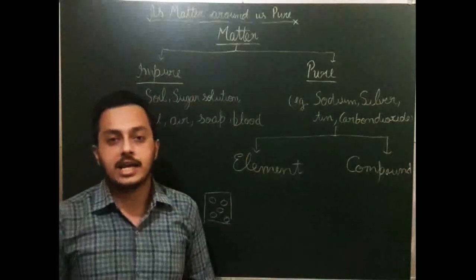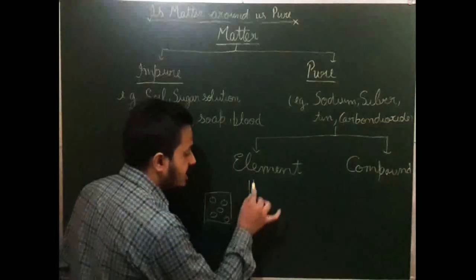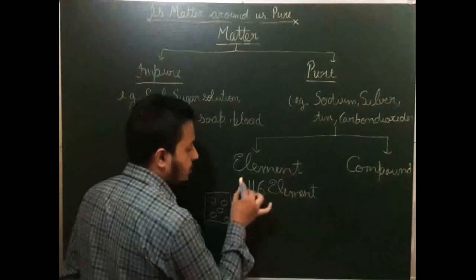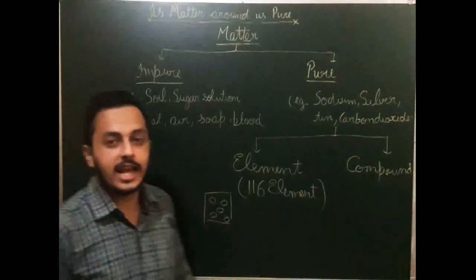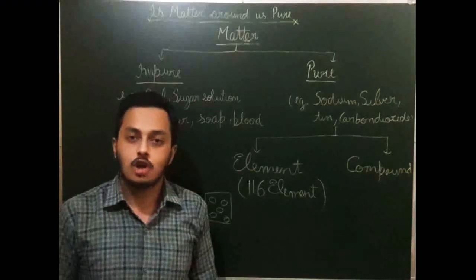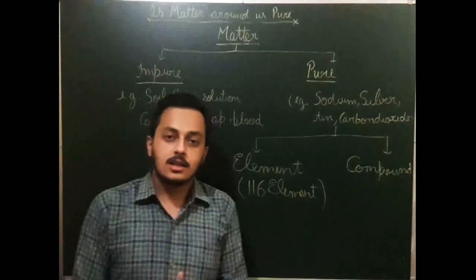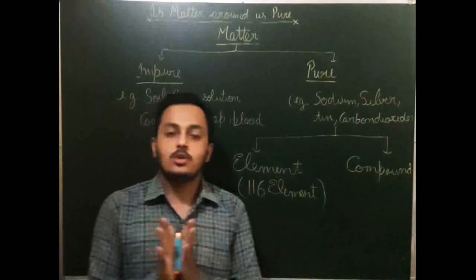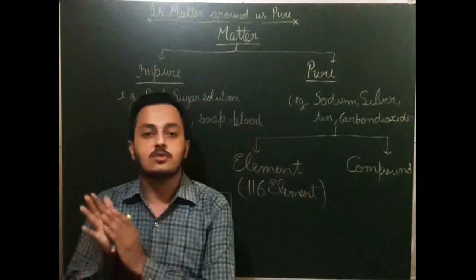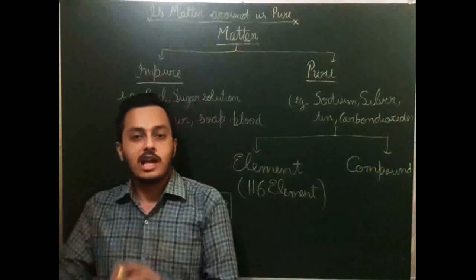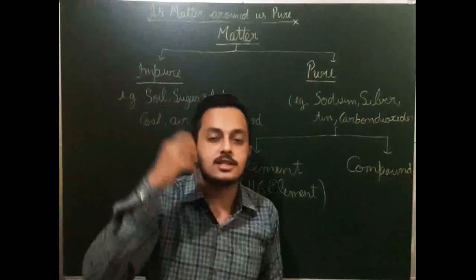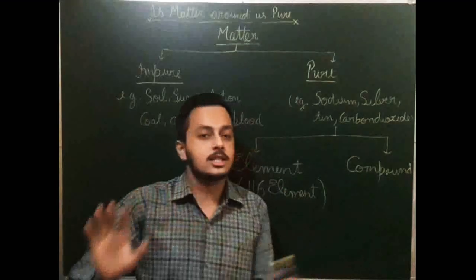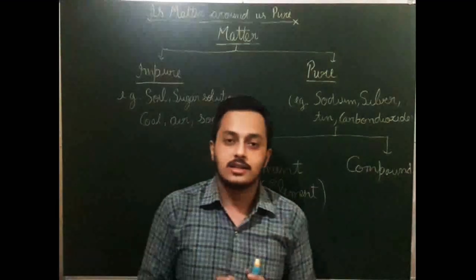And to your surprise, in chemistry there are only 116 elements. In the whole of chemistry you are going to read about these 116 elements only. Shocking? Yes. The full chemistry is all about 116 elements. You can compare these elements with 116 species: the first species is human, the second is fish, the third is horse, the fourth is cat. So there are only 116 species in chemistry.